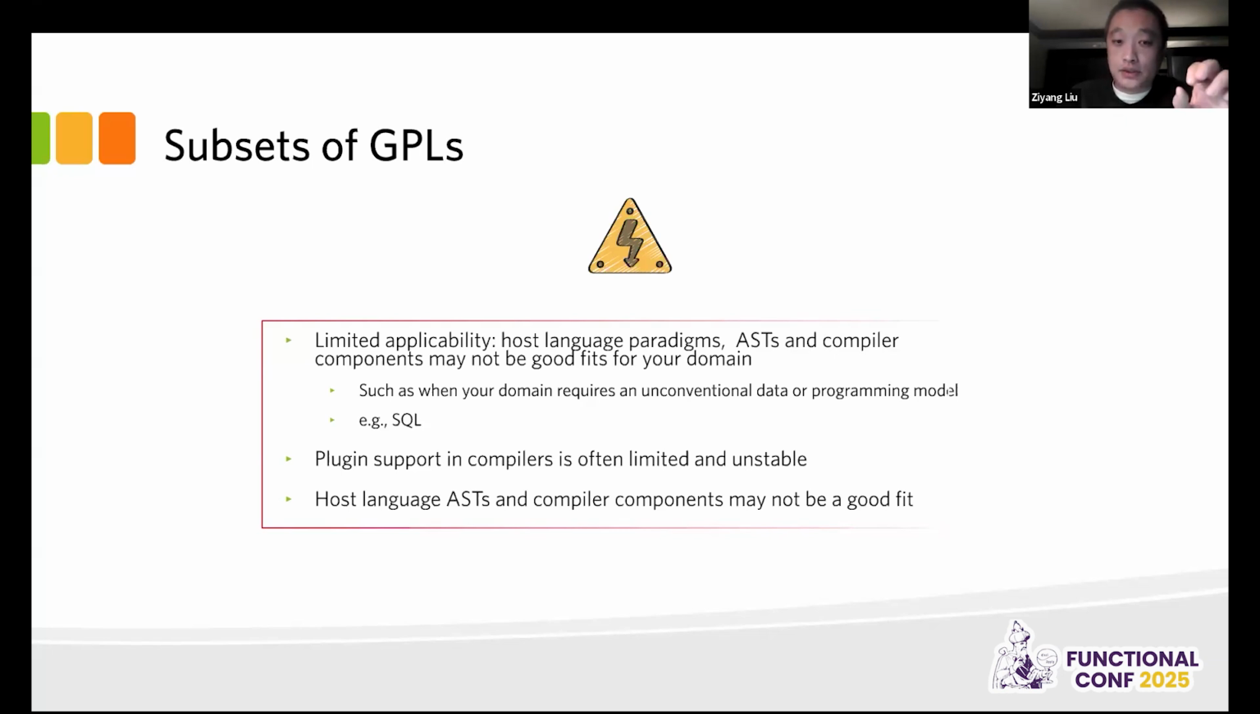The last one is that your host language's ASTs and compiler components may not be a good fit for your domain, because obviously your host language is not designed for whatever your domain is. So sometimes you need to fight with the compiler. For example, in the process of desugaring the surface language down to a core language, the host language compiler may be doing some kind of desugaring that is not what you want.